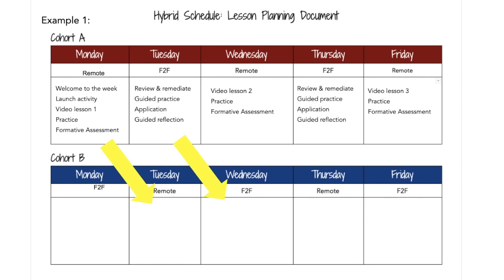On Tuesday, face-to-face, you can begin by reviewing and remediating, reinforcing what they learned the day before, and follow that with some guided practice where you move through more depth of knowledge, get to the more complicated parts of the lesson that students need to be with you. And that should lead into application and maybe even some guided reflection. And the rest of the week unfolds in a pattern that follows that.